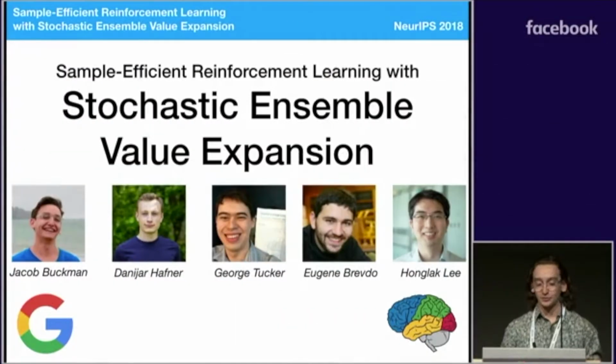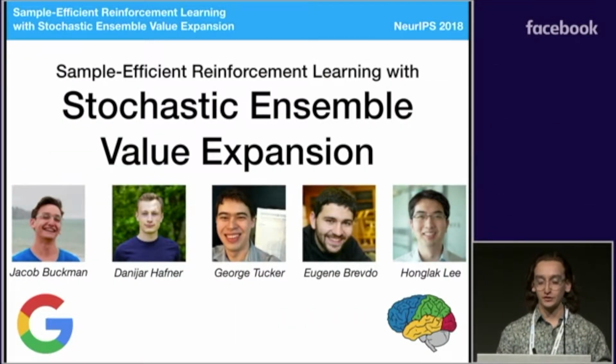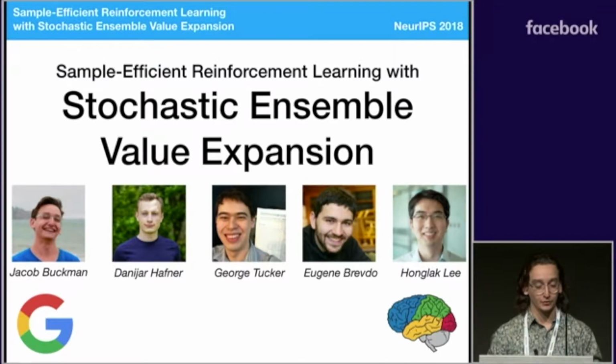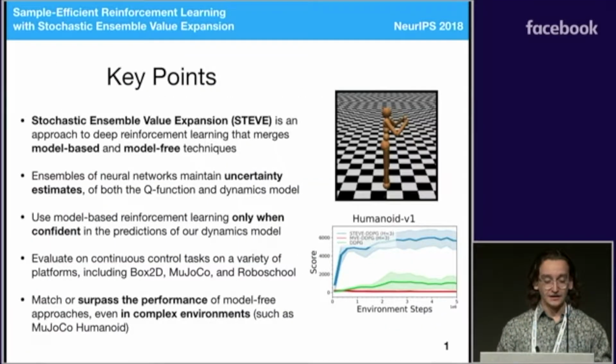Thank you. Good afternoon, everybody. On behalf of my collaborators at Google Brain, I'm proud to present our work on sample efficient reinforcement learning with stochastic ensemble value expansion. Stochastic ensemble value expansion, which we abbreviate as STEVE, is an approach to deep reinforcement learning that merges model-based and model-free techniques. We use ensembles of neural networks to maintain uncertainty estimates for both the Q function and dynamics model, and use model-based reinforcement learning only when we are confident in the predictions of our dynamics model.